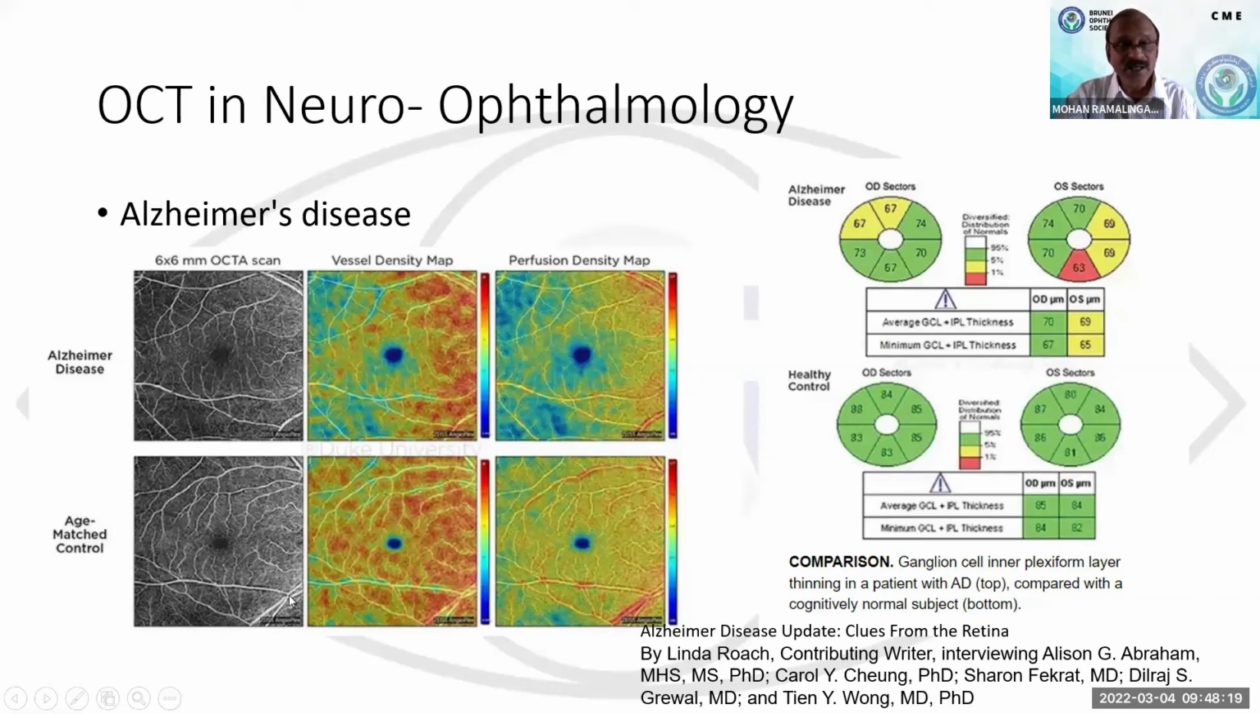This is the normal, and in Alzheimer's disease, there is dropout of the macular vessels at an earlier stage, and the perfusion density also can be thin in case of early Alzheimer's disease, and thinning of the retinal nerve fiber layer is also observed. So again, ganglion cell analysis is a good biomarker for Alzheimer's disease.